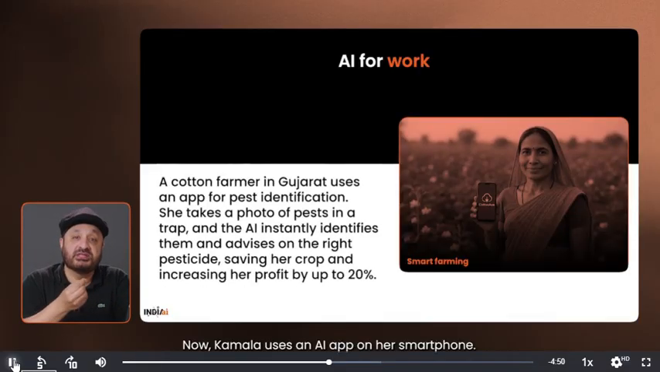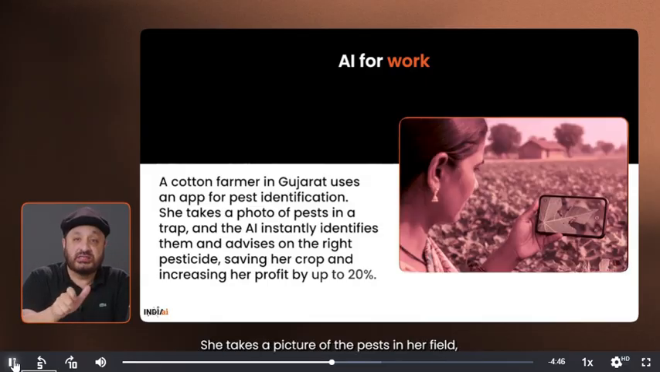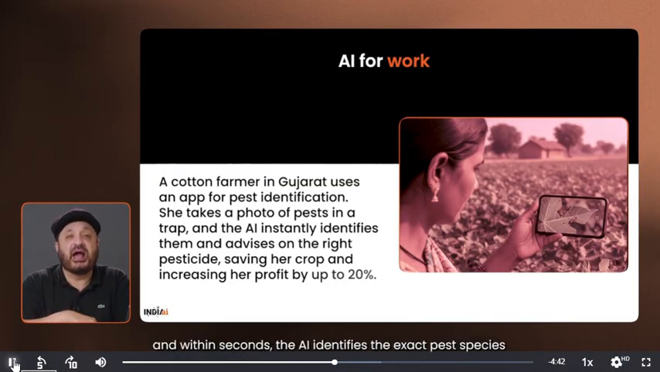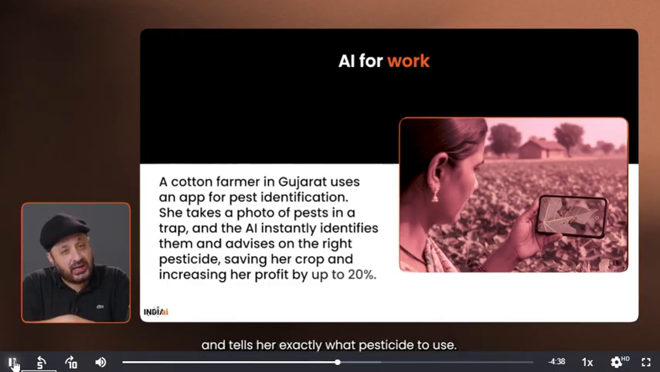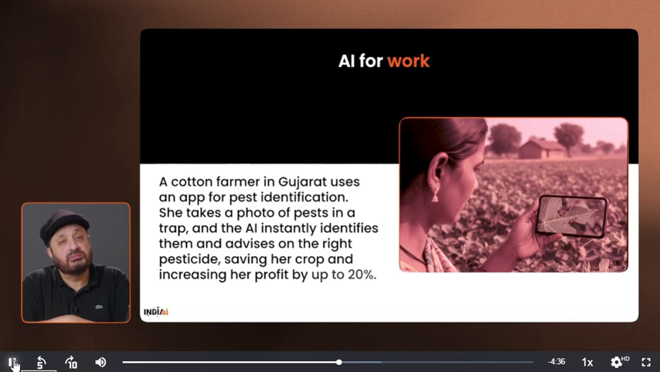Now, Kamala uses an AI app on her smartphone. She takes a picture of pests in a field. Within seconds, AI identifies the exact pest species and tells her exactly what pesticide to use.